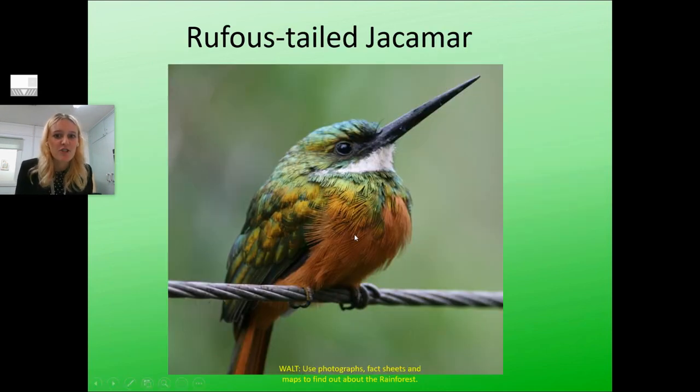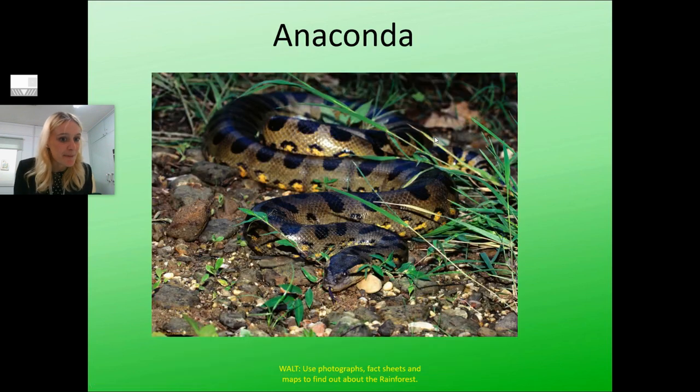A rufous-tailed jacamar, known for its very pointy beak there. Where do you think this little bird lives? The canopy, right on the tops of the trees like the other birds.